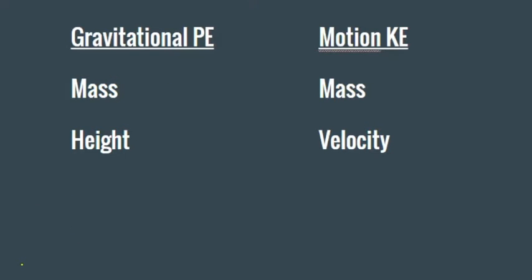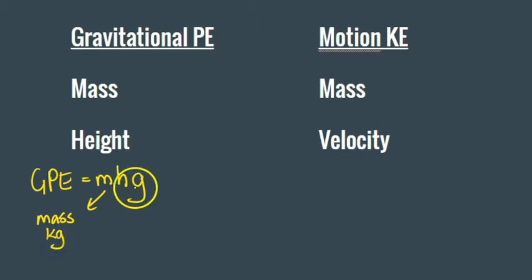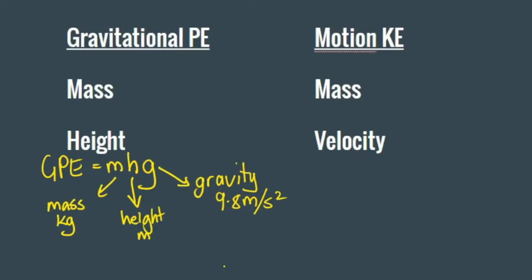The formula for calculating gravitational potential energy is this. Gravitational potential energy is your mass times your height times the gravity. Now, mass in this case is always in kilograms. Height is always in meters. And gravity, which is a constant here on Earth, is 9.8 meters per second squared.